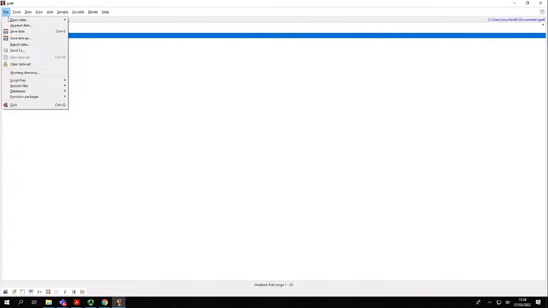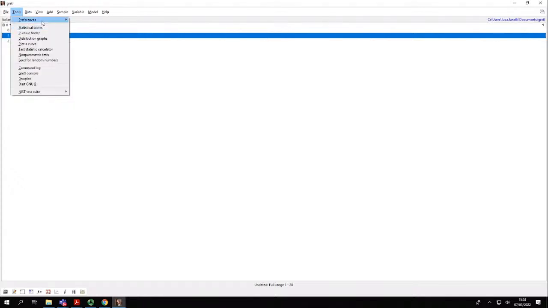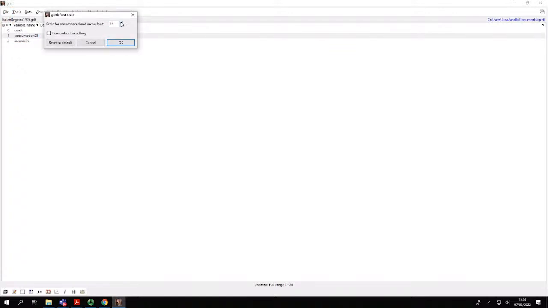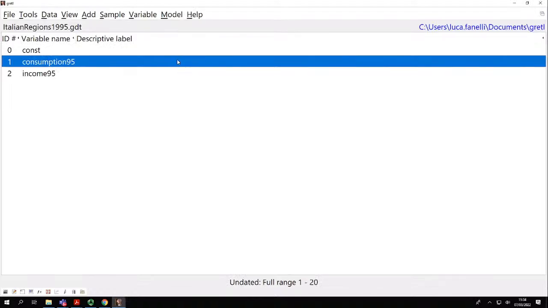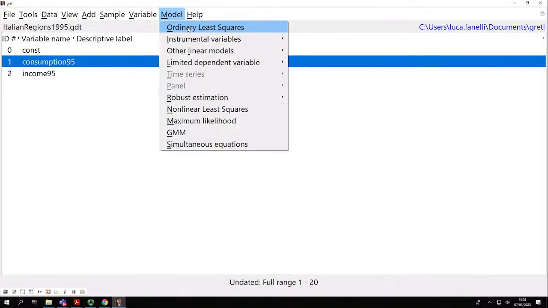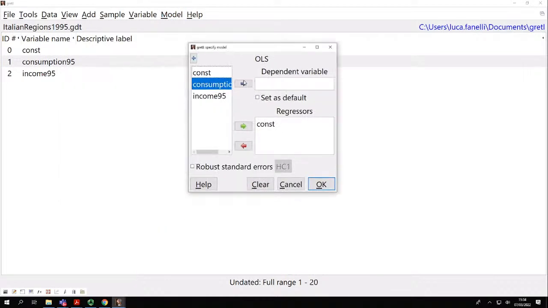Let me increase the font. I think that 20 worked quite well. Okay, so the model was, we want to explain per capita consumption in these 20 regions as a function of a constant and per capita income, okay? And we estimated this model.